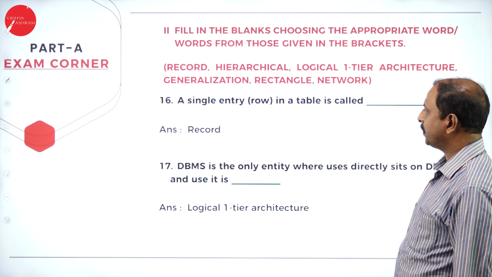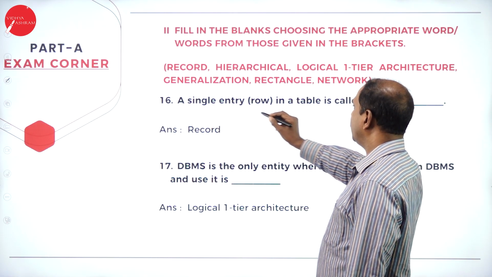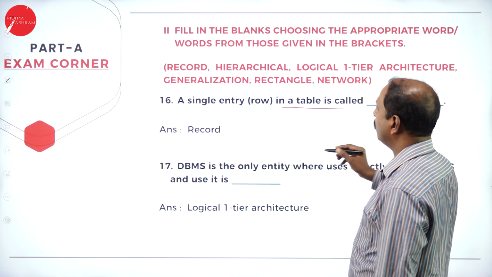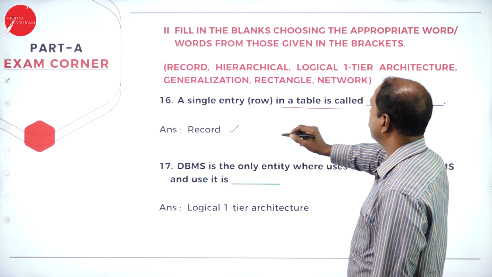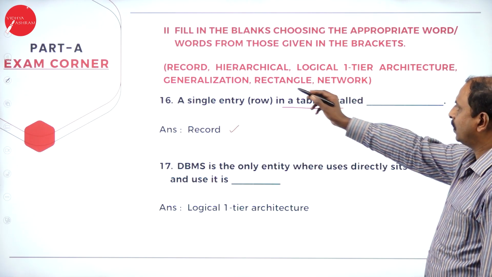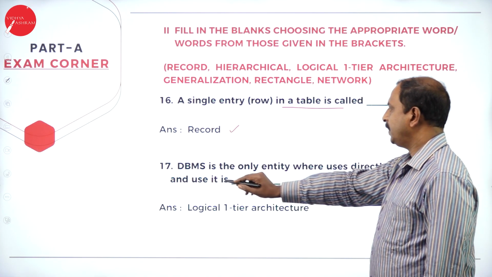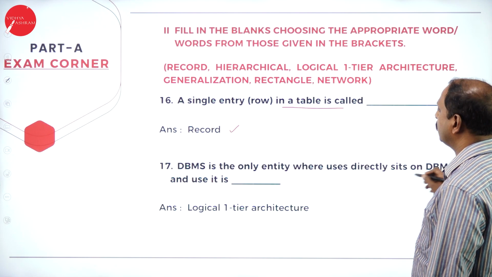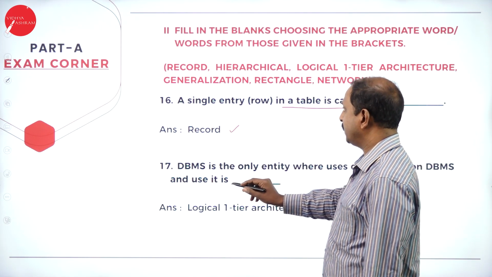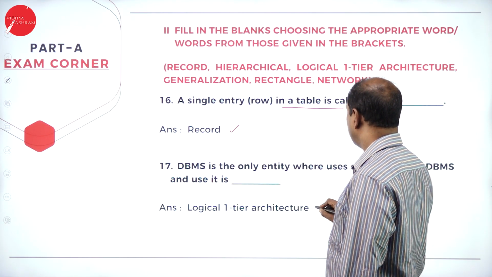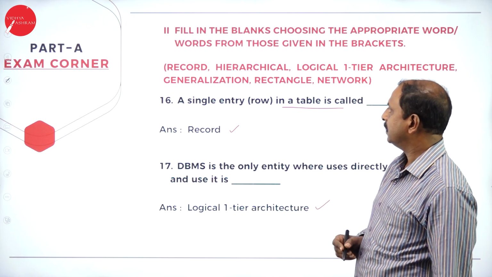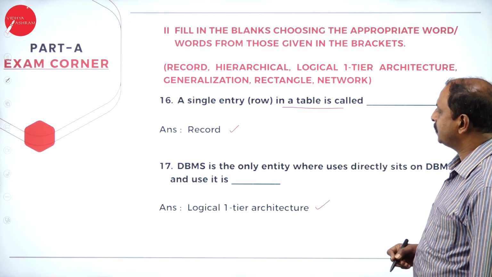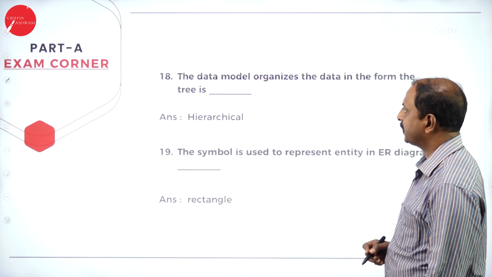So here first question is 16th one. A single entry in a table is called a record. So option is here, that is a record. And DBMS is the only entity where users directly sit on the DBMS and use it. So it is called as logical one-tier architecture. So answer is here, logical one-tier architecture.